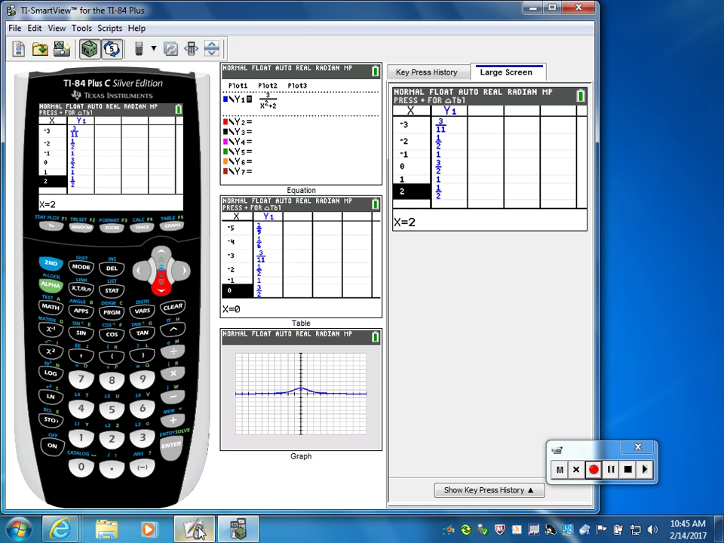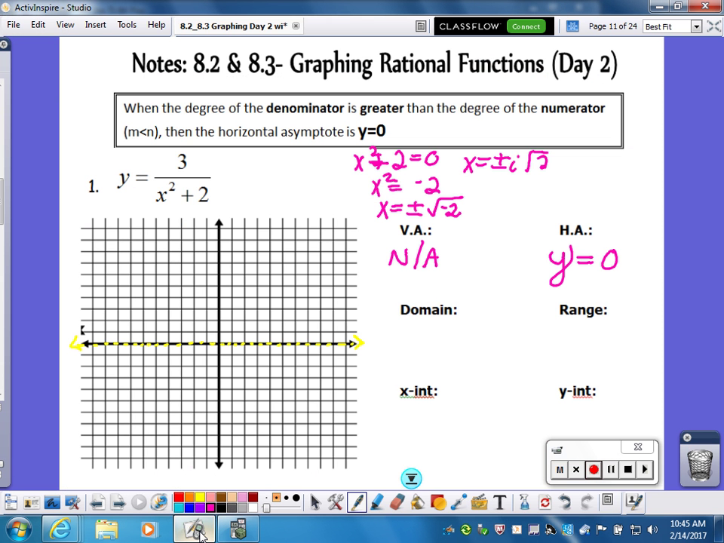So I go back to my graph, and I'm going to plot (-1, 1) and (0, 3/2). So of course I'm estimating that. Then (1, 1) was a point. If you go back to your table, you'll also see that (-2, 1/2) and (2, 1/2) were points.